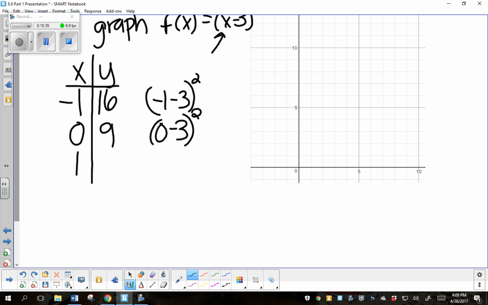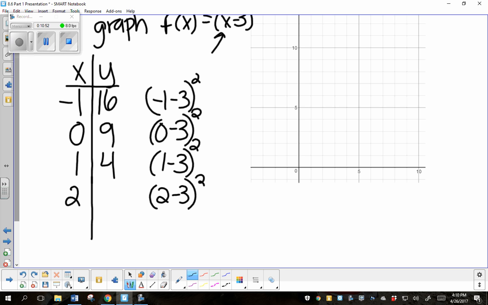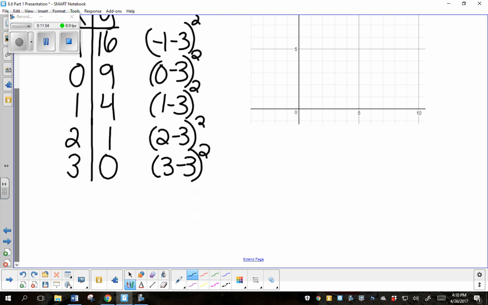Let's do a +1. So I'm doing 1 minus 3, which is -2, and squaring it. That's 4. Let's plug in a 2 for x. So we're doing 2 minus 3, which is -1, and squaring it. That's +1. Let's plug in a 3. So that means I'm doing 3 minus 3. Oh, that's 0. So I square it, and it's 0. So we know that's going to be on my x-axis, because it's the x-intercept. That's when y equals 0.